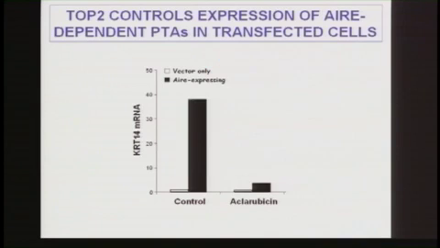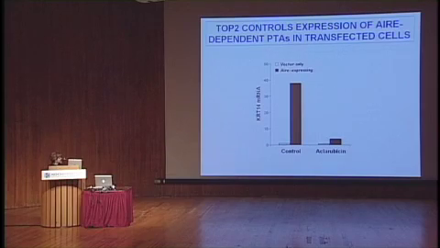So for example, aclarubicin impacts at the point of TOP2 binding to the DNA itself. And we could show, here I show one example, but we have many examples, where aclarubicin specifically inhibits the ability of AIRE to induce different peripheral tissue antigen transcripts in transfected cells. And here we're looking at this KRT14, but as I said, it's true of many other transcripts. So that fit very nicely.